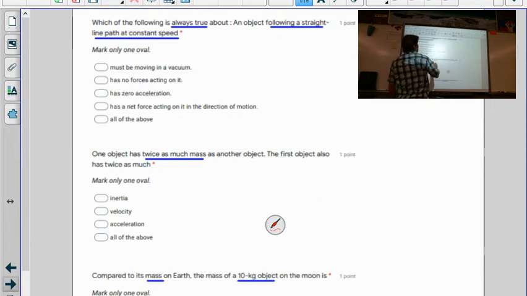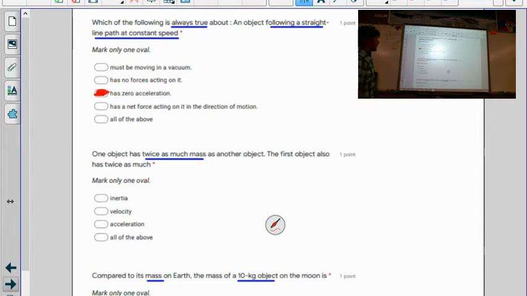Which of the following is always true? That an object following a straight line path at a constant speed must mean that... that's not always true. Has zero... that's not always true. Has zero acceleration. That is always true. Has no forces acting on it. That could be true, but it is not always true. Has a net force acting on it in the direction of motion. That is not true. It would not be in equilibrium in that case.